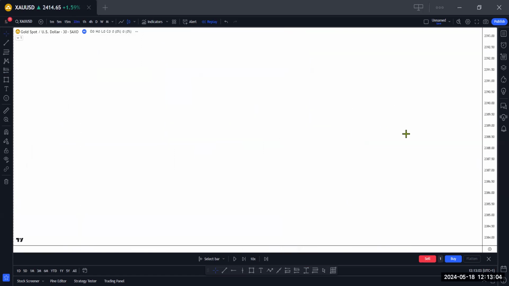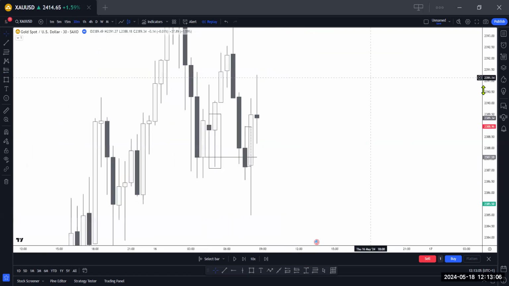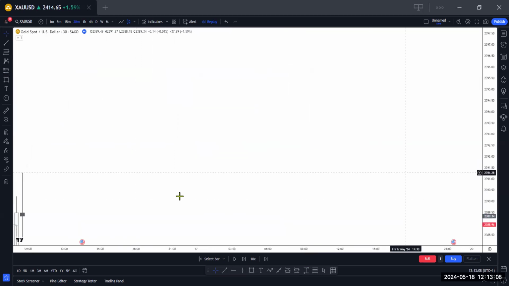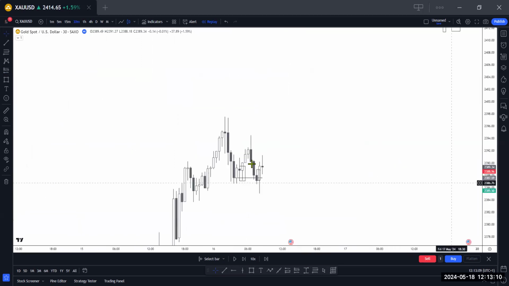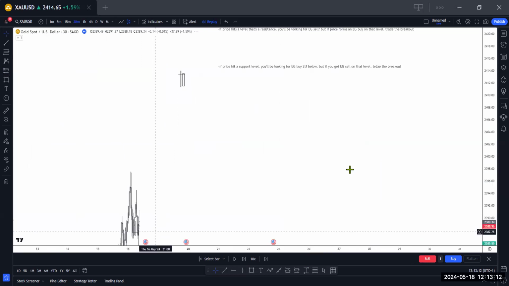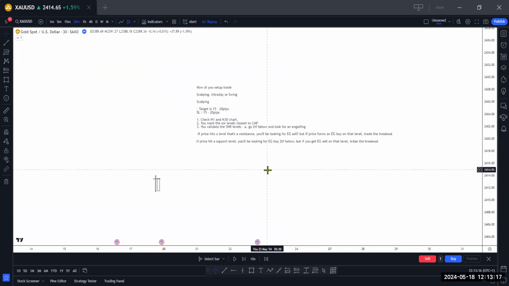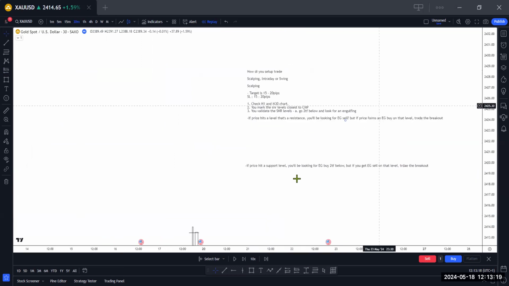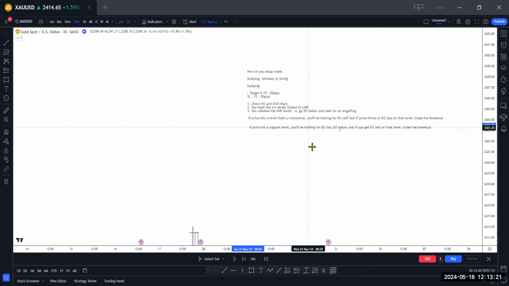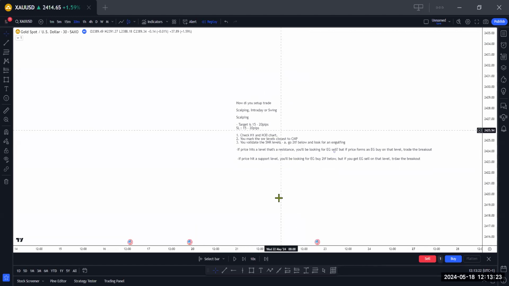Okay, so back to M30 and back to, yeah, what I was saying before. Where is my chart? Okay, here you go. So I said for scalping, see that now? For scalping, target is 15 to 20 pips. Your stop loss is also 15 to 20 pips. So you're focusing on H1 and 30 chart.